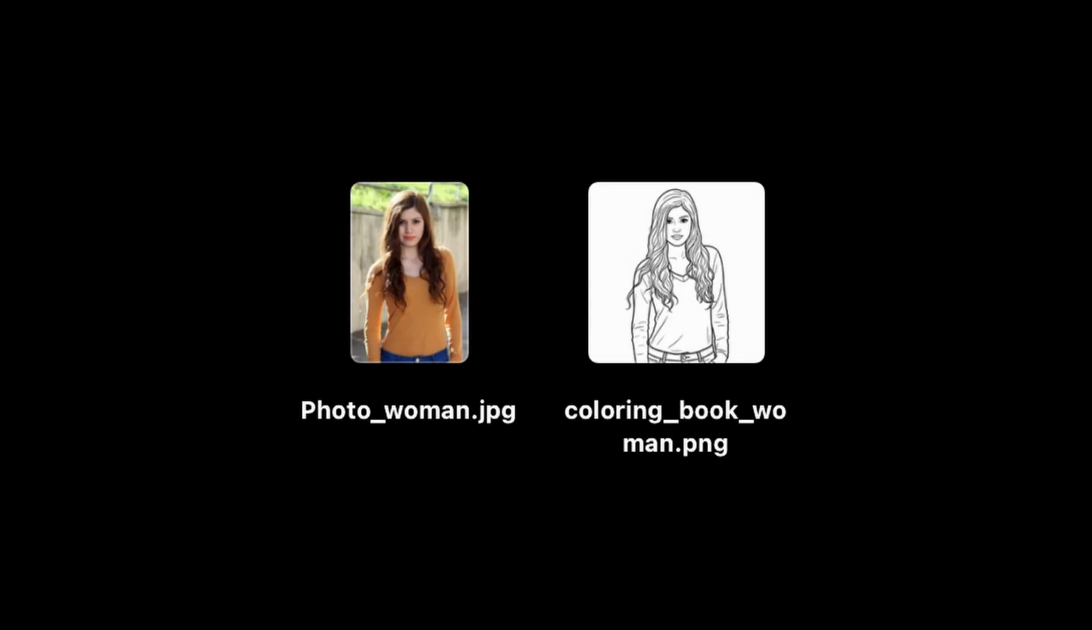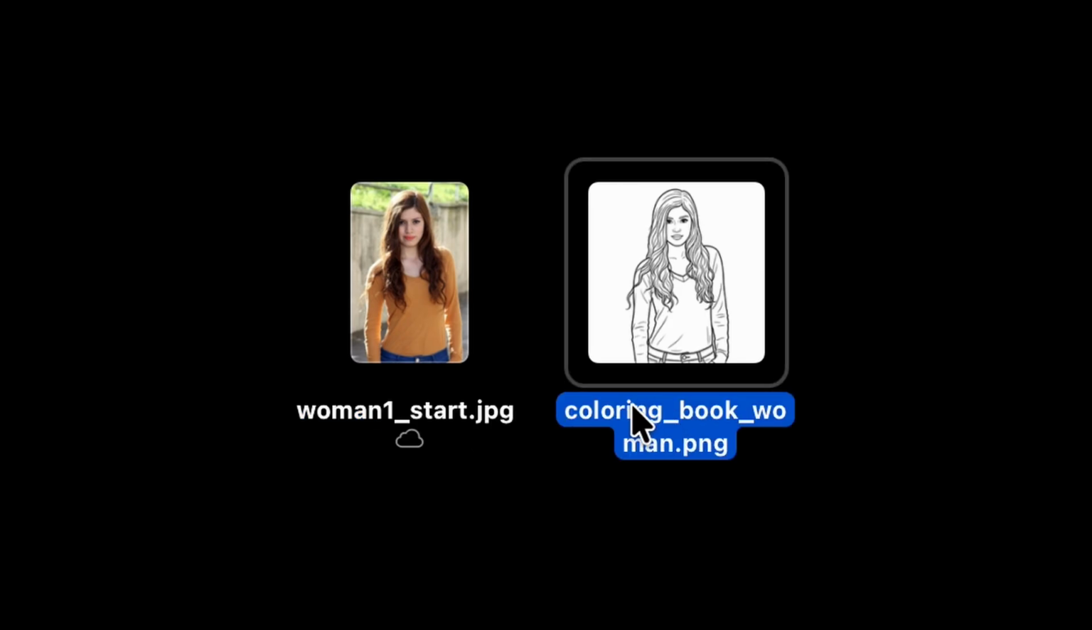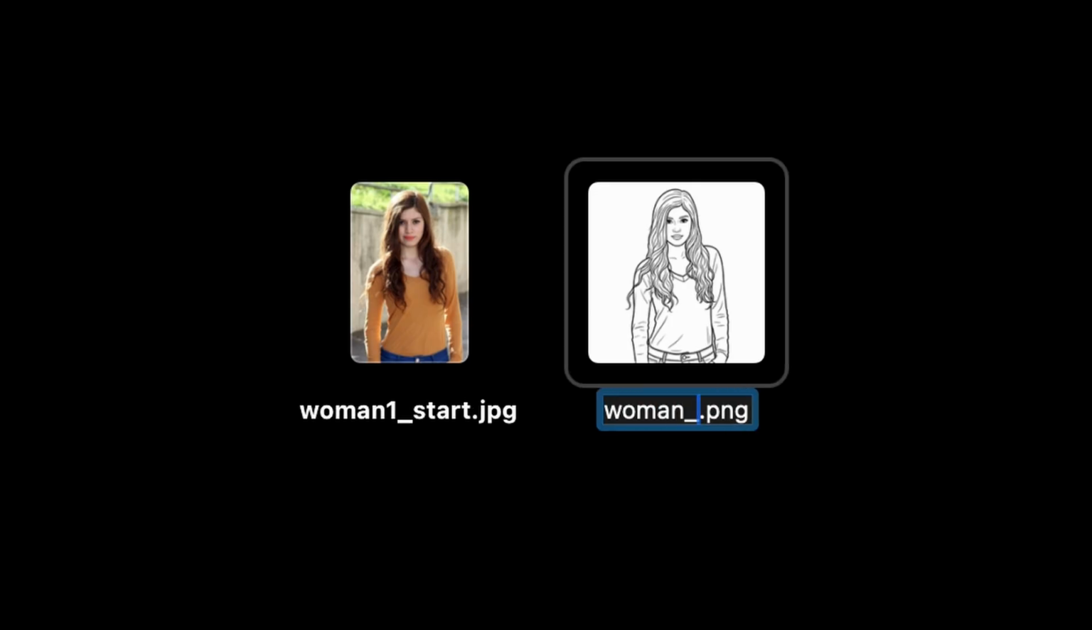As we continue to gather image pairs, it'll be a good thing to keep things organized. So let's start by naming these two images. We're going to name our input image woman1 and add _start to the file name. Then we'll give the target image style the same name, but with _end. This will be helpful later in the training process.